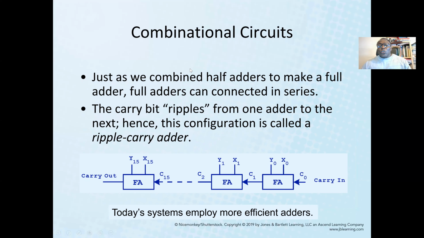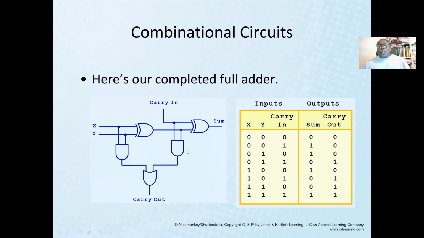So just as we combine half adders to make a full adder, full adders also can connect in series. And this comes with a concept we call the ripple. The carry bit ripples from one adder to the next, etc. And actually we saw that, let me go back here. We can see that this is a ripple effect. We can have more circuits. You see, when I get my input here, I take another one, get input, I can take another one, get the input, or the carries, etc.